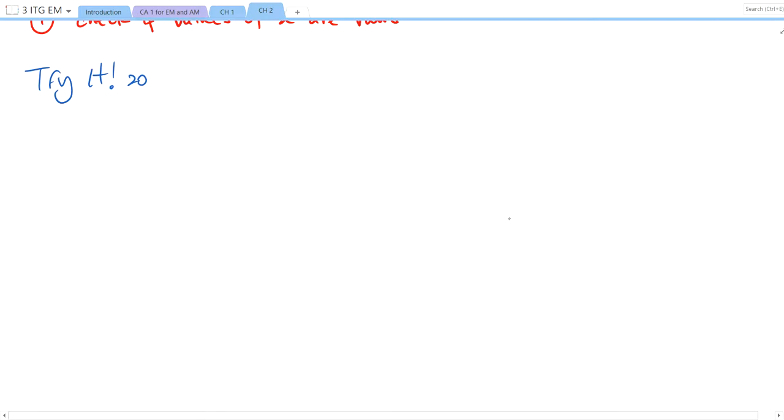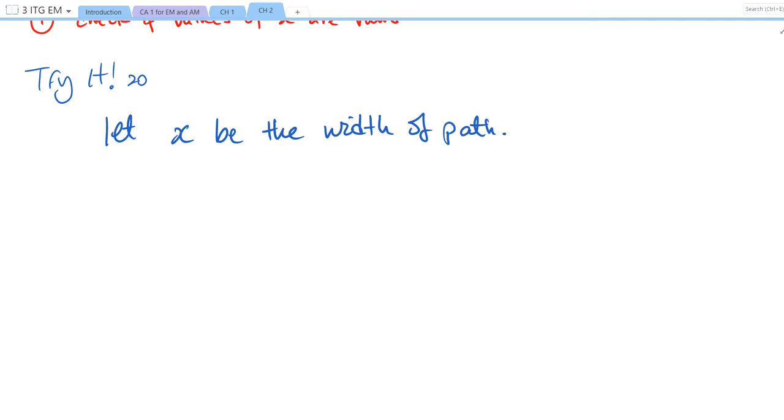Okay, first, let x be the width of path. Now you can let w be the width if you like. As far as possible, we are going to make sure that we have as few variables as possible. In fact, just one unknown. We try to keep it to just one unknown, so that I only require one equation to solve one unknown. If you make two unknowns, then you will require two equations to solve for two unknowns. Okay? So this is my first step.